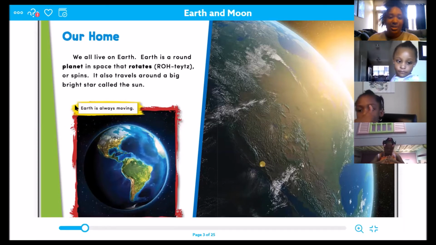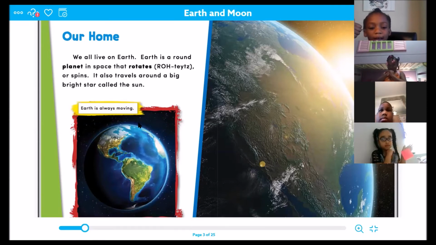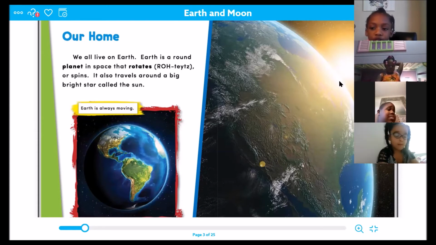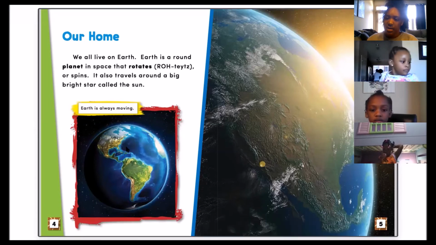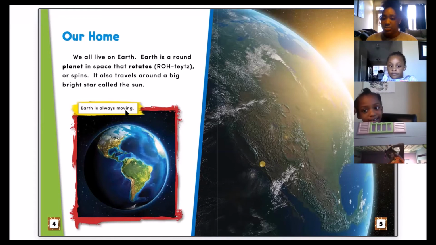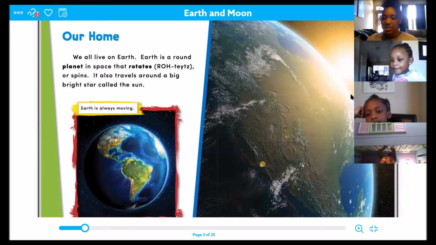There's one other thing. I'm gonna give you a hint. Look here. Anybody? Riley? You have a question, Riley? No? Guys, we have a caption here. These words above this picture is telling me what's going on here. It says, Earth is always moving. There's a caption there. Let's go to the next page. Let's see if there's anything else.